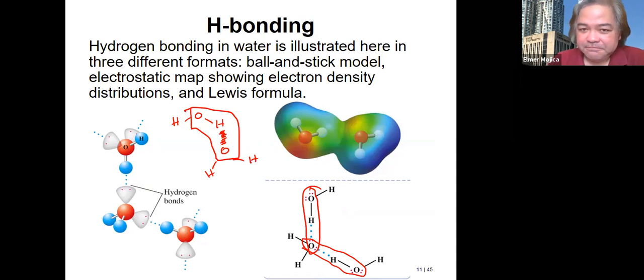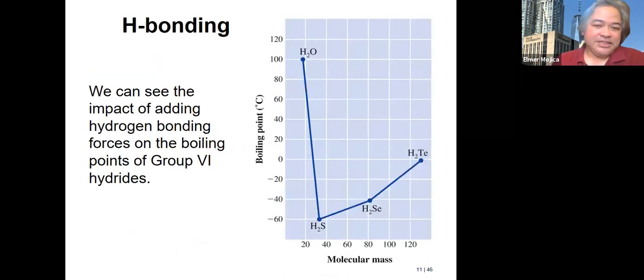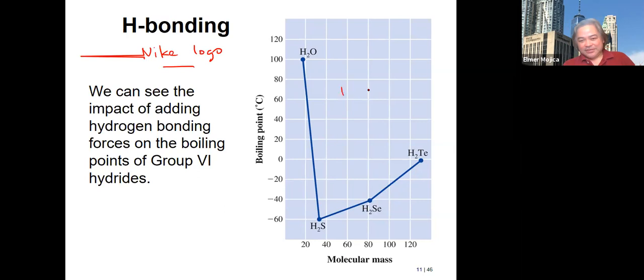Now, what is the result of this hydrogen bonding? That's the reason why you have that anomaly in terms of viscosity, surface tension, and vapor pressure. And this is also why you have this anomaly. What can you say about here? What's the shape that you have here? I don't know if you're going to believe me, but it's just like a Nike logo, right? Like that.